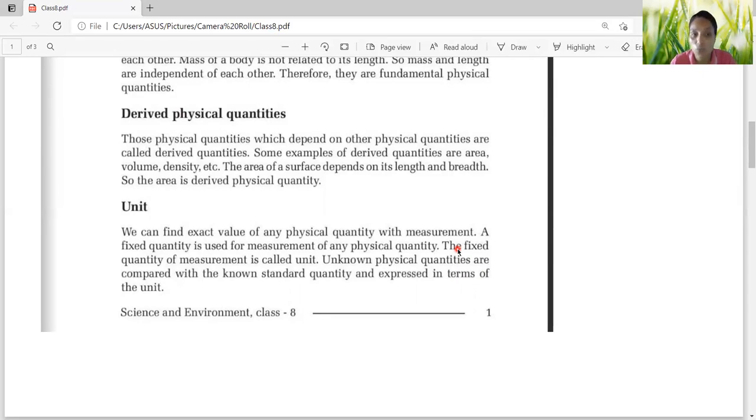The fixed quantity of measurement is called a unit, and at the international level that is the SI unit, right? Unknown physical quantities are compared with the known standard quantity and expressed in terms of the unit. Like area, we don't know what it is, so we go to length and breadth. Length is in meters, breadth is in meters, so according to that, meter square will be the unit. Understood?